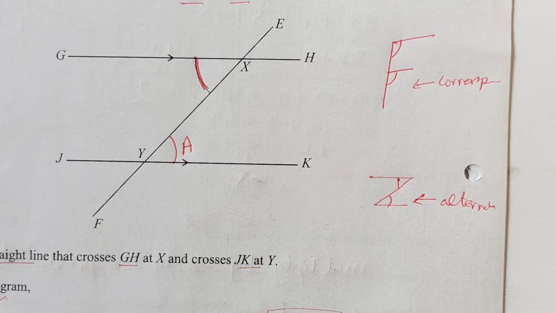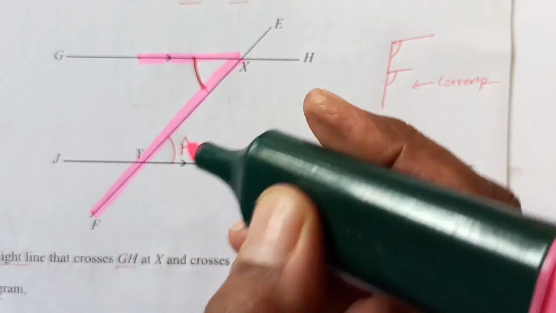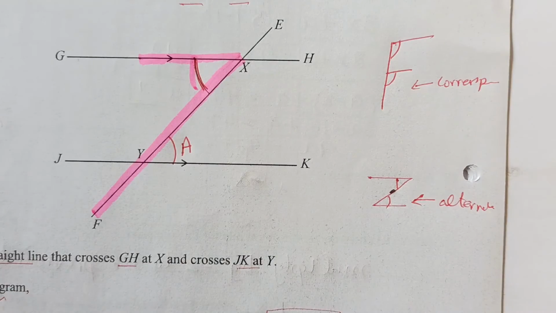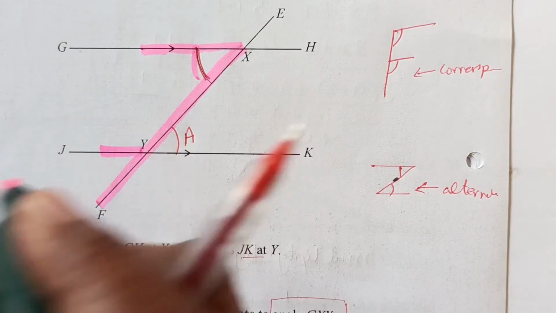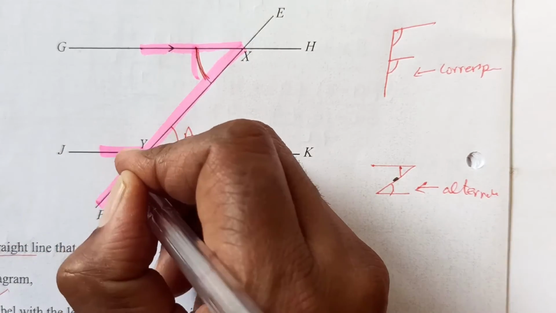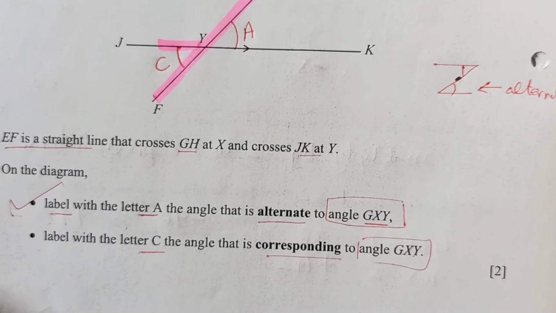So our F shape is going to be this one, right? So this angle and the required angle is going to be, this is F shape here, so this is angle, right? We are going to label it as C.